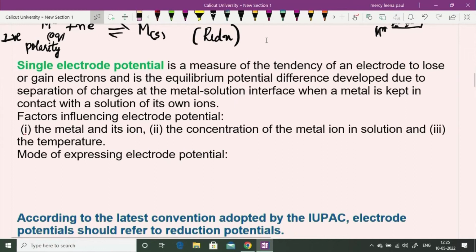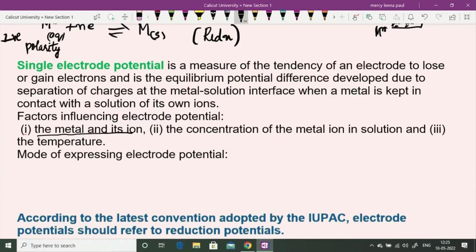Okay. So, now let us see what we mean by a single electrode potential. Single electrode potential means the tendency of an electrode to either gain electrons or lose electrons when it is in contact with its own ions, and the equilibrium potential developed due to the separation of charges is known as the electrode potential. Now, the factors influencing electrode potential are, first, the metal and its ion.